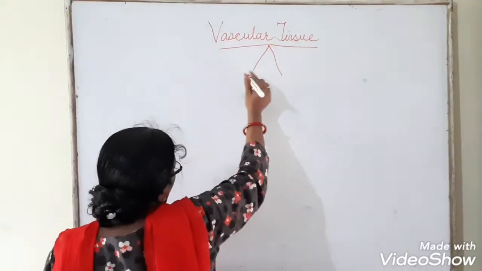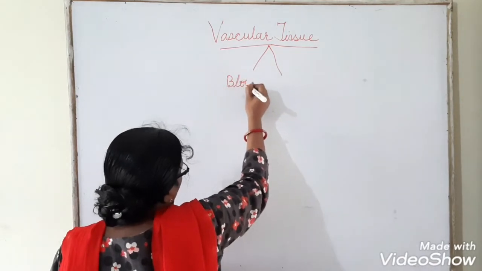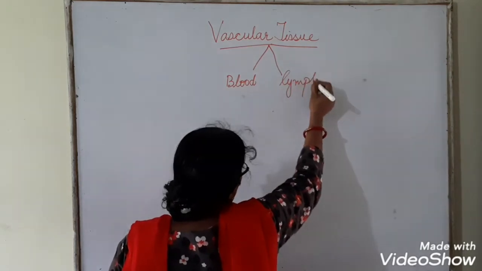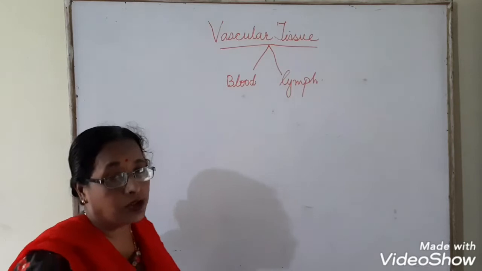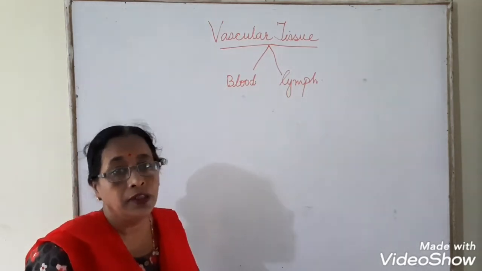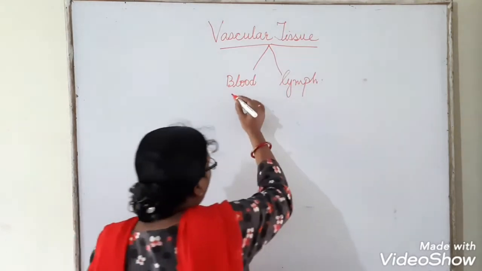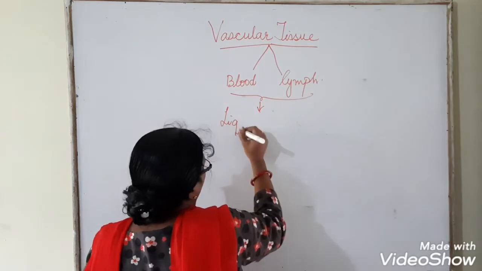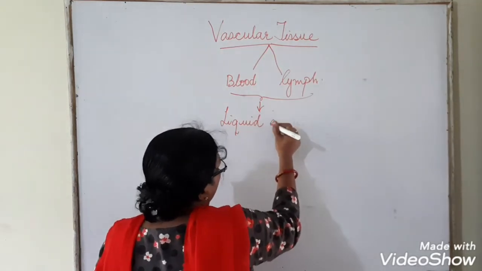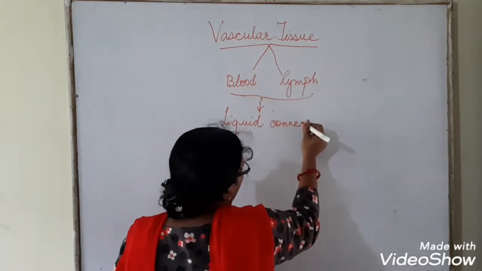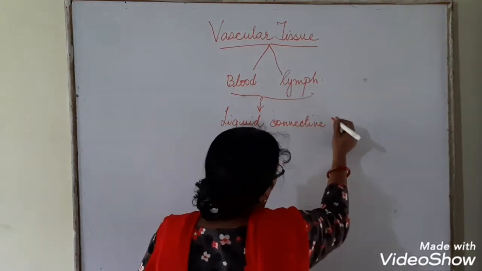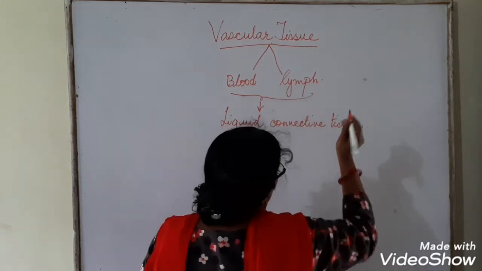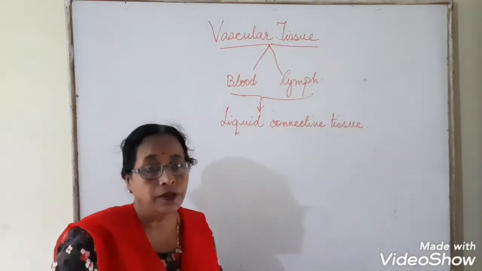It is made up of blood and lymph. Both are liquid connective tissue. Both are in liquid condition and they are known as liquid connective tissue. So you can call them liquid connective tissue or fluid connective tissue. Now let us see what is blood.